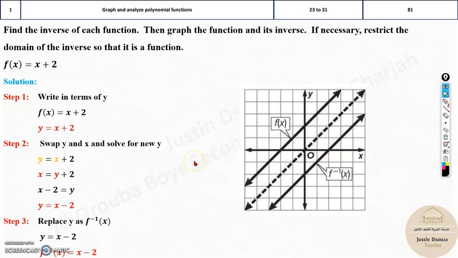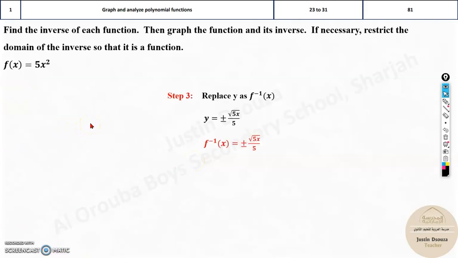But now what if it's a complicated problem? Because this is a very basic problem, right? Now what if something like this? Sorry for that. The animation has gone a bit error over here. But anyway, step 1 would be write in terms of y. The same steps. It's not changing. Write in terms of y equals 5x squared.